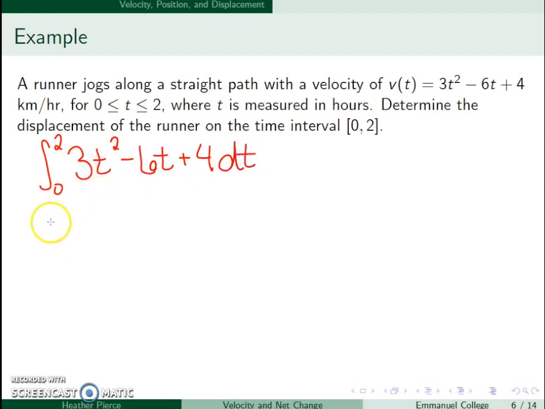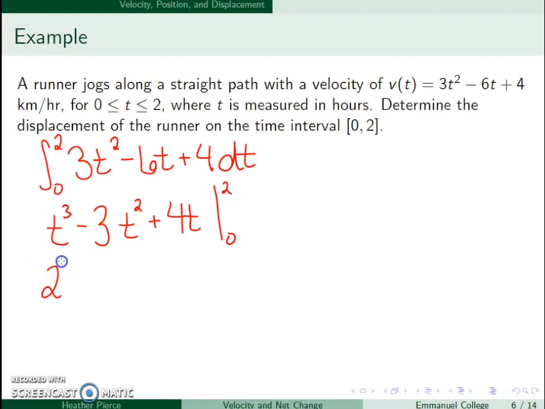When we integrate this, we raise the exponent by 1 and then divide by that number. 3 divided by 3 is 1. Increase the exponent by 1 and then divide by this number. 6 divided by 2 is 3. And then the integral of 4 is 4t. And we need to evaluate this between 0 and 2.